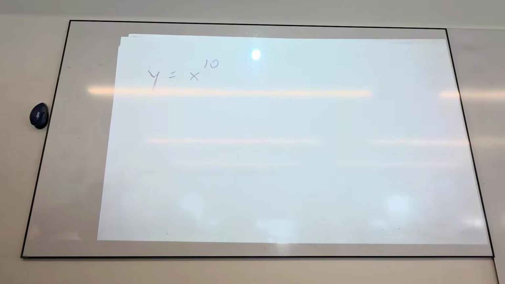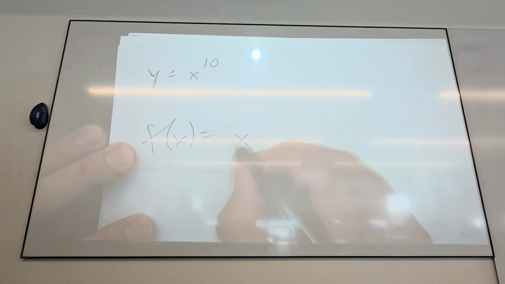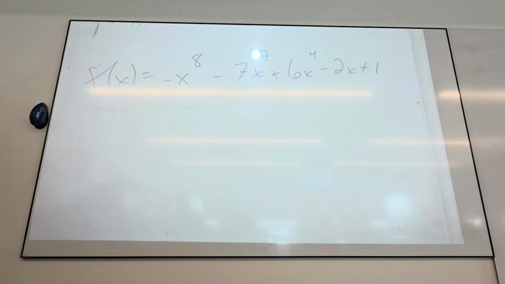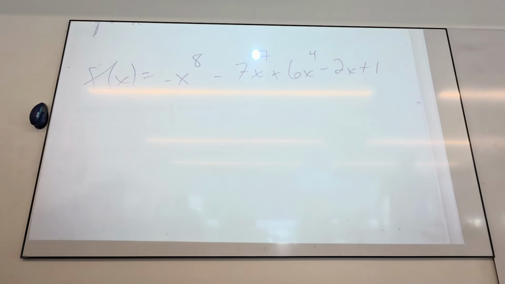So if I have a function like this, negative x to the 8th minus 7x to the 7th plus 6x to the 4th minus 2x plus 1. What is the degree of this? What's the highest power that you see? That's all a degree means. 8th degree.